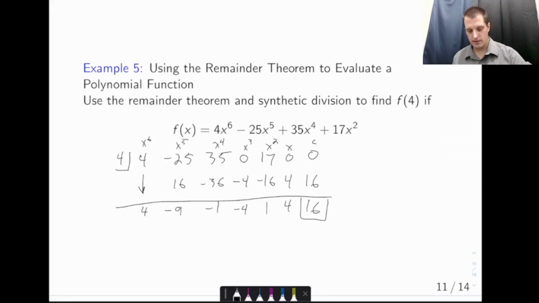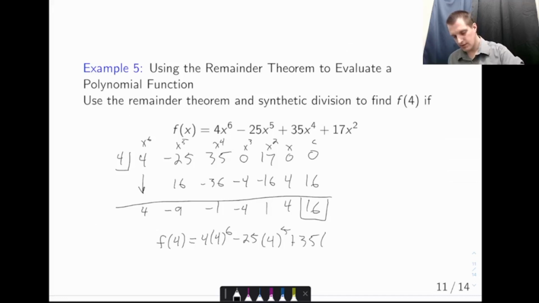So what is f of 4? Is it in fact equal to 4 times 4 to the 6th minus 25 times 4 to the 5th plus 35 times 4 to the 4th plus 17 times 4 squared? Well, let's find out.